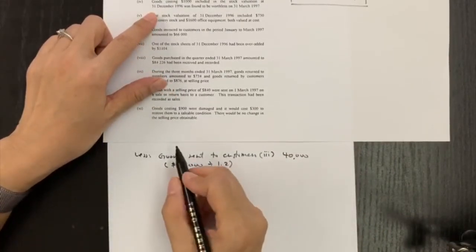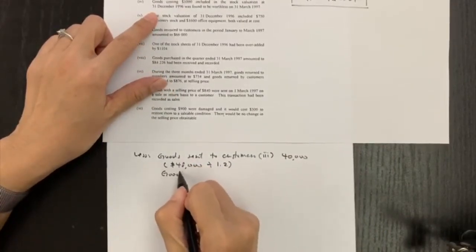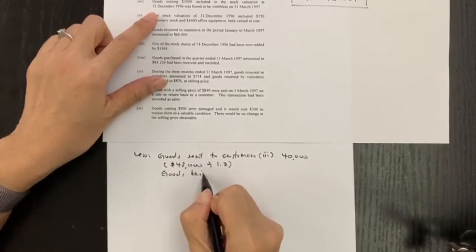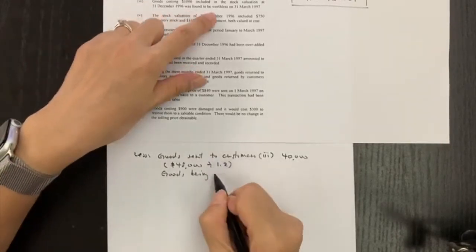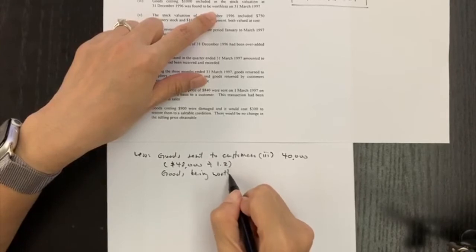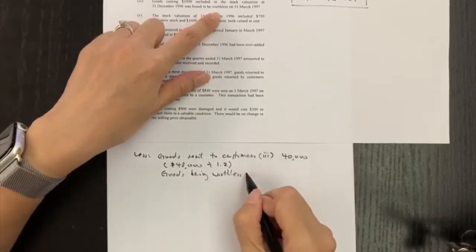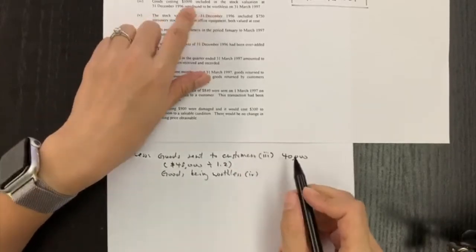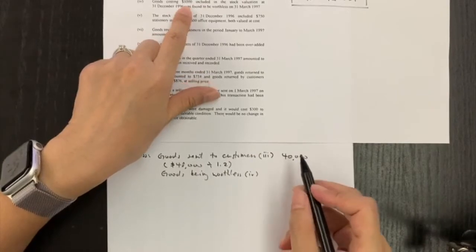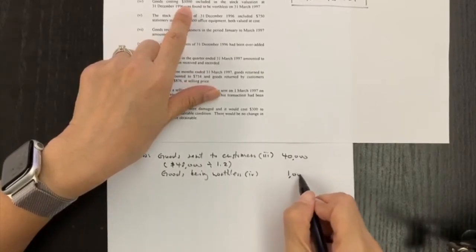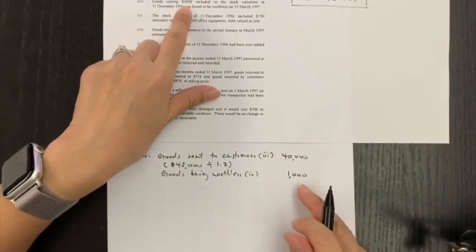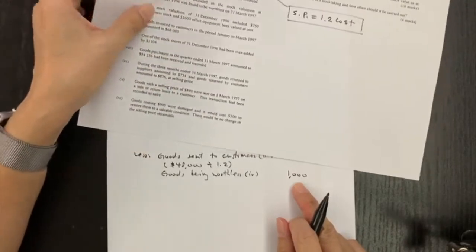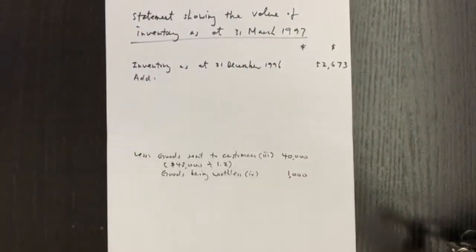So we have these goods being worthless, which is related to point 4. And since this 1,000 is already at cost, I simply put 1,000 here. We don't need to convert that back to cost because it is already at cost.